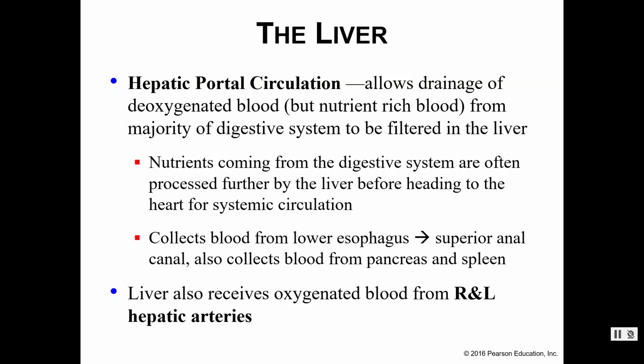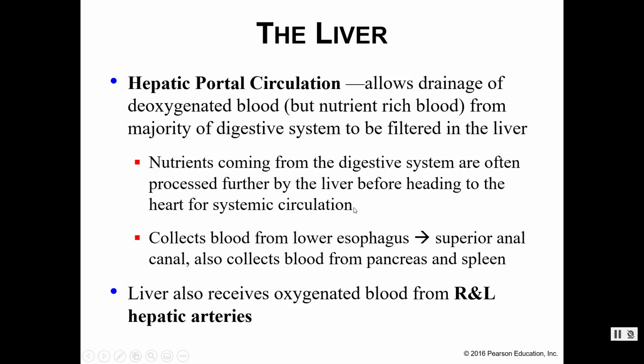This allows us to drain deoxygenated blood. Okay. So, not a whole lot of oxygen, but it is full of nutrients. Okay. So, we are draining the deoxygenated blood, the nutrient-rich blood. It's coming from the digestive system, and we're going to filter it through the liver. This allows the liver to further process the nutrients before we send it to the heart for systemic circulation.